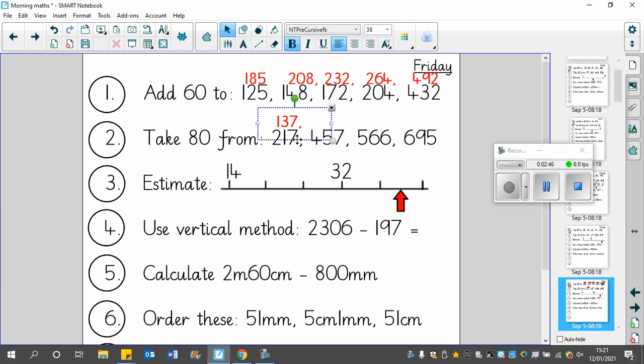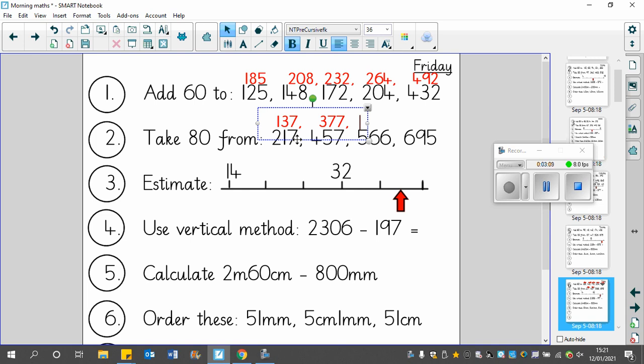457. Well, 450, take away 80. I'll just give you a couple of moments to think about that. 450 take away 80 is 370, and the ones don't change as per usual. 377.